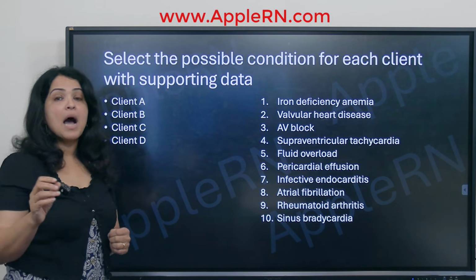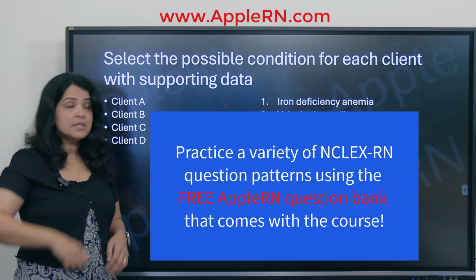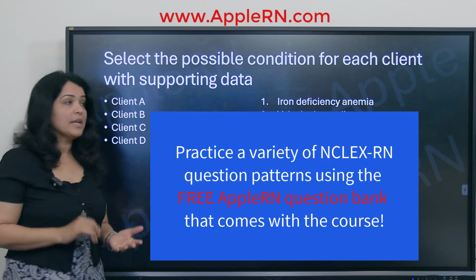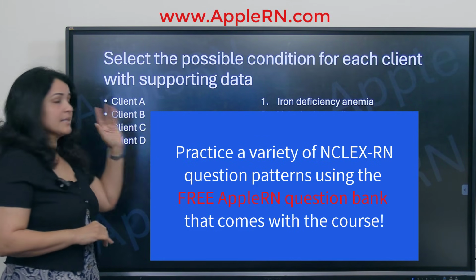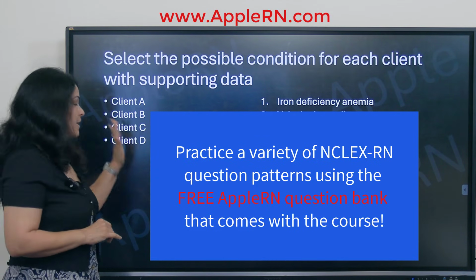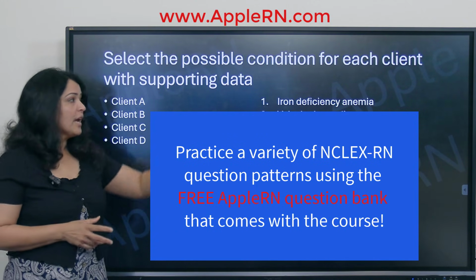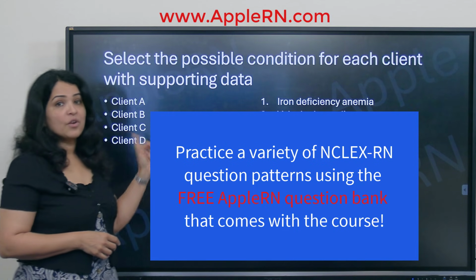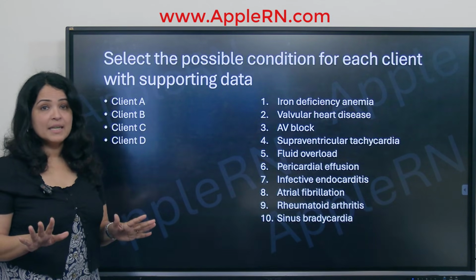This can come as a drag and drop. This can come as a drop down. So all you have to do here is, what is client A having? What is client B having? What is client C having? What is client D having? You can use only one for each patient. Okay, we have 10 options here.